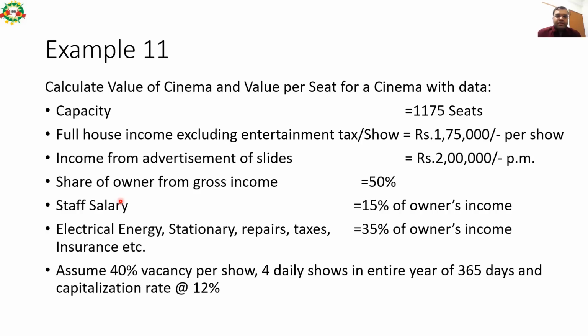Monthly share of owner from gross income is 50%. Staff salary is 15% of owner share. Electricity, energy, stationery, repair, taxes, insurance, etc. expenses are 35% of owner share. Assume 40% vacancy per show and 4 daily shows in the entire year of 365 days, and a capitalization rate of 12%.